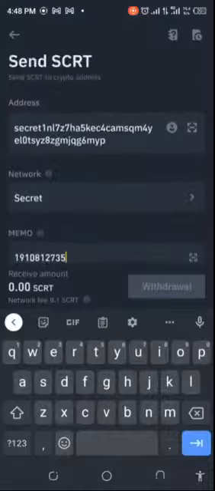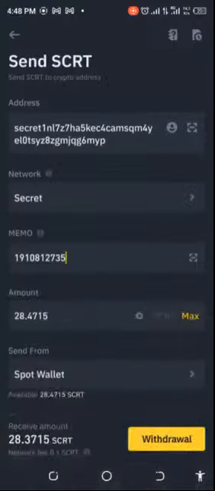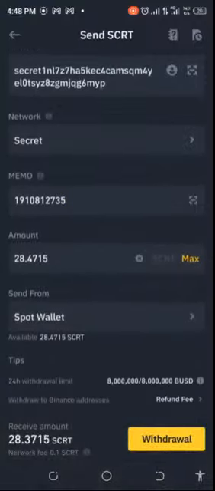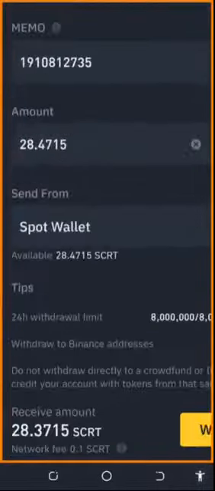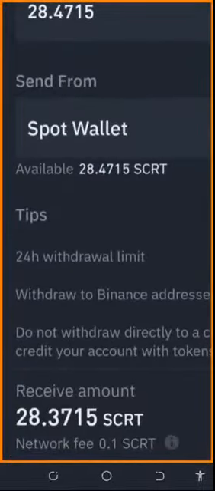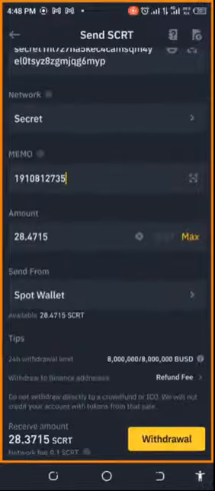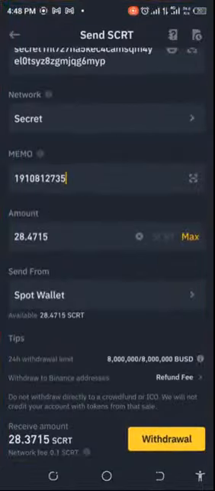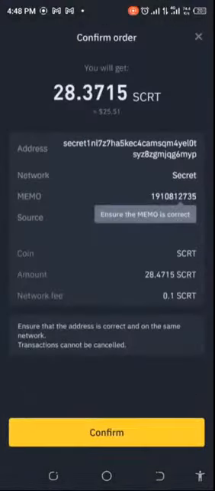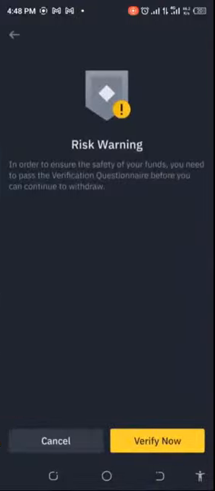Okay, so now we're gonna take up everything that we have here, and you can see we already have that taken. The transfer fee is 0.1 SCRT, which is like 8 cents, which is still on the safe side. It's okay. So we're just gonna go ahead and withdraw. Okay, it's telling me to do my verifications and to confirm whether I want to withdraw this. Okay, I'll do that and then we'll be back.